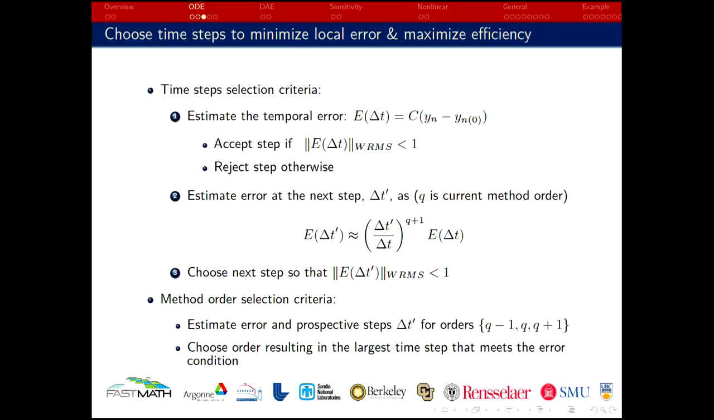Can you restrict it or set a minimum order? Absolutely. You can't set a minimum order because linear multi-step methods have to start with first order because they have to bootstrap up. But you can set a maximum order, and you can set minimum and maximum time step sizes. You can control a lot of those kinds of things.